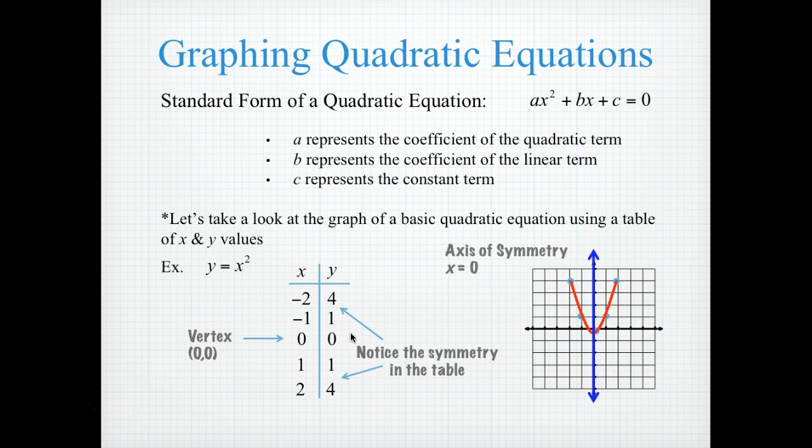The axis of symmetry is a vertical line that passes through the vertex. And the minimum of this function is the y value of the vertex. If the graph opened down instead of up, it would have a maximum value instead of a minimum. Whether it's a maximum value or a minimum value, that value is always identified by the y value of the vertex.